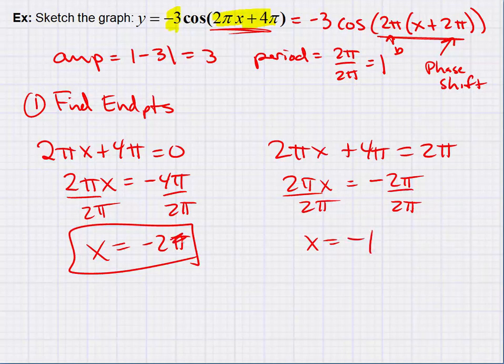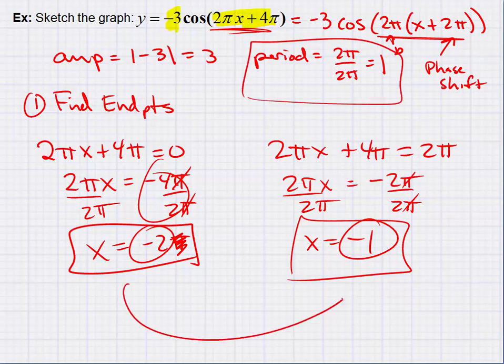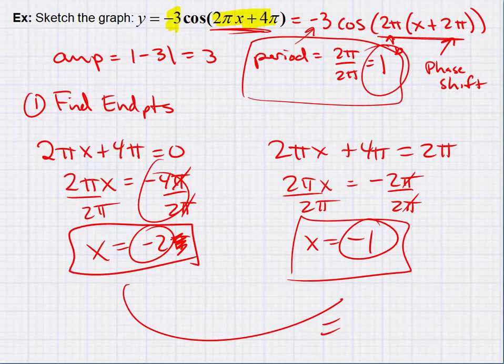Sorry, for the first one, 2πx + 4π = 0, I subtract 4π to get 2πx = -4π, and divide by 2π. The π's cancel, so I'm just going to get -2 and -1. So these are the endpoints of my graph. Well, remember, the period was 1. What's the distance between -2 and -1? 1. So they match up, and that's something you can always use to check to see if you're doing things right.